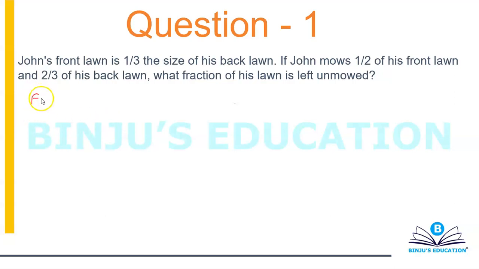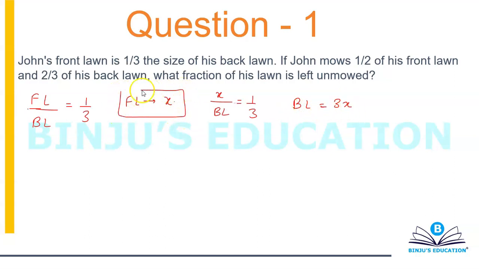So it says that the ratio of front lawn to back lawn is 1/3, because the front lawn is 1/3 the size of the back lawn. Now let's do one thing. Let's consider the size of the front lawn to be x. So I can say that x divided by back lawn is equal to 1/3, or I can say that the back lawn will have a size of 3x. Since we have assumed the front lawn to be x, the back lawn is 3x.